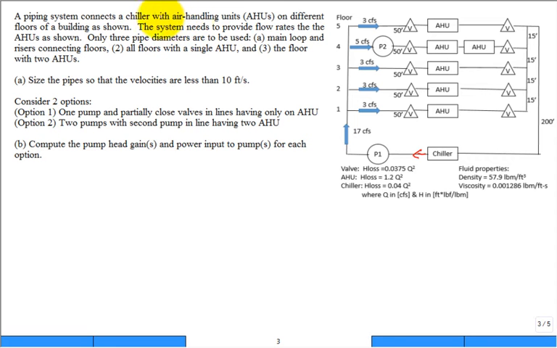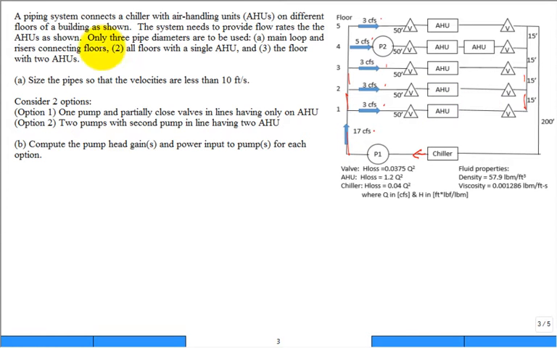But we can ignore the elevation and just think of the floors as distances they have to travel to get there. It needs to provide the flow rates as shown. So 3, 3, 3, 5, and 3. So 17 is what needs to come through that main loop. And there's only 3 pipe diameters: main loop with risers, so all of these have the same diameter. And then the floors with the single air handling unit and the floor with the 2 air handling units. Those are the 3 distinct.